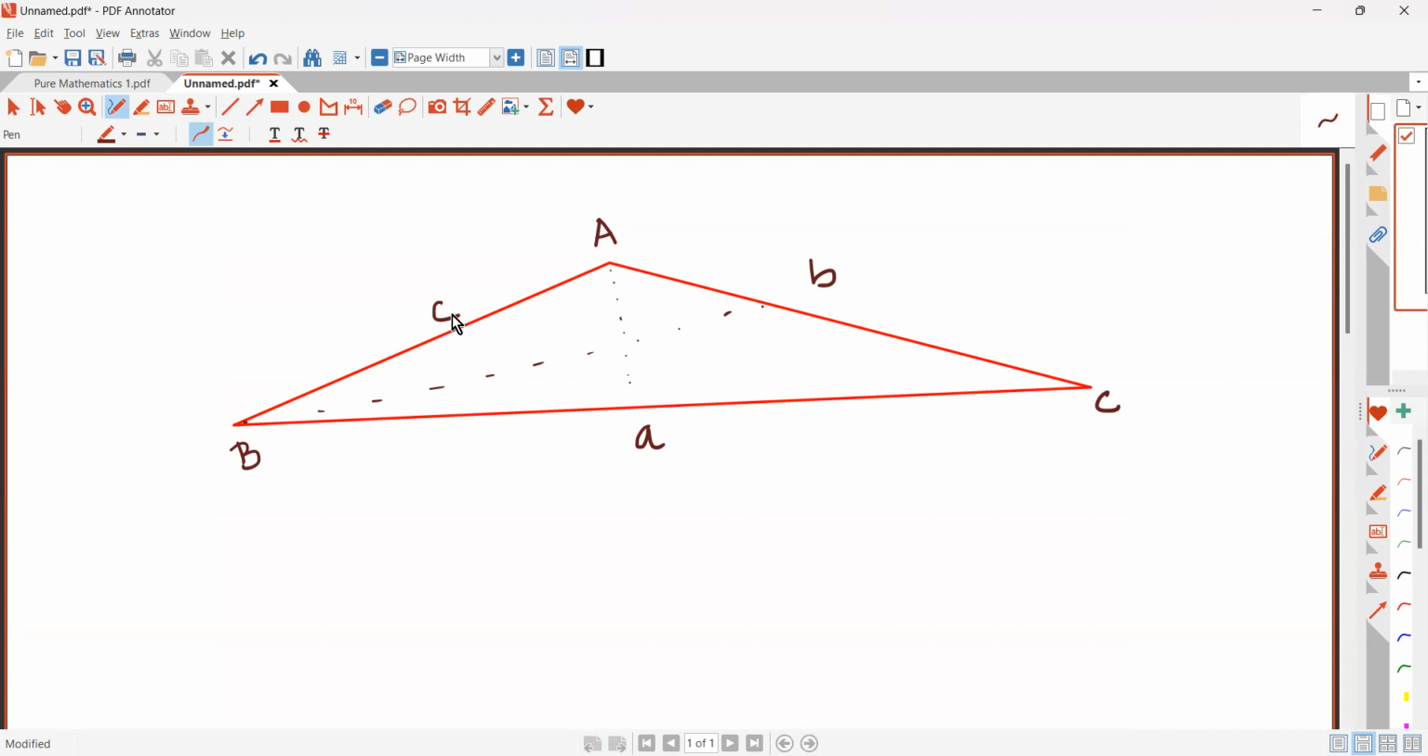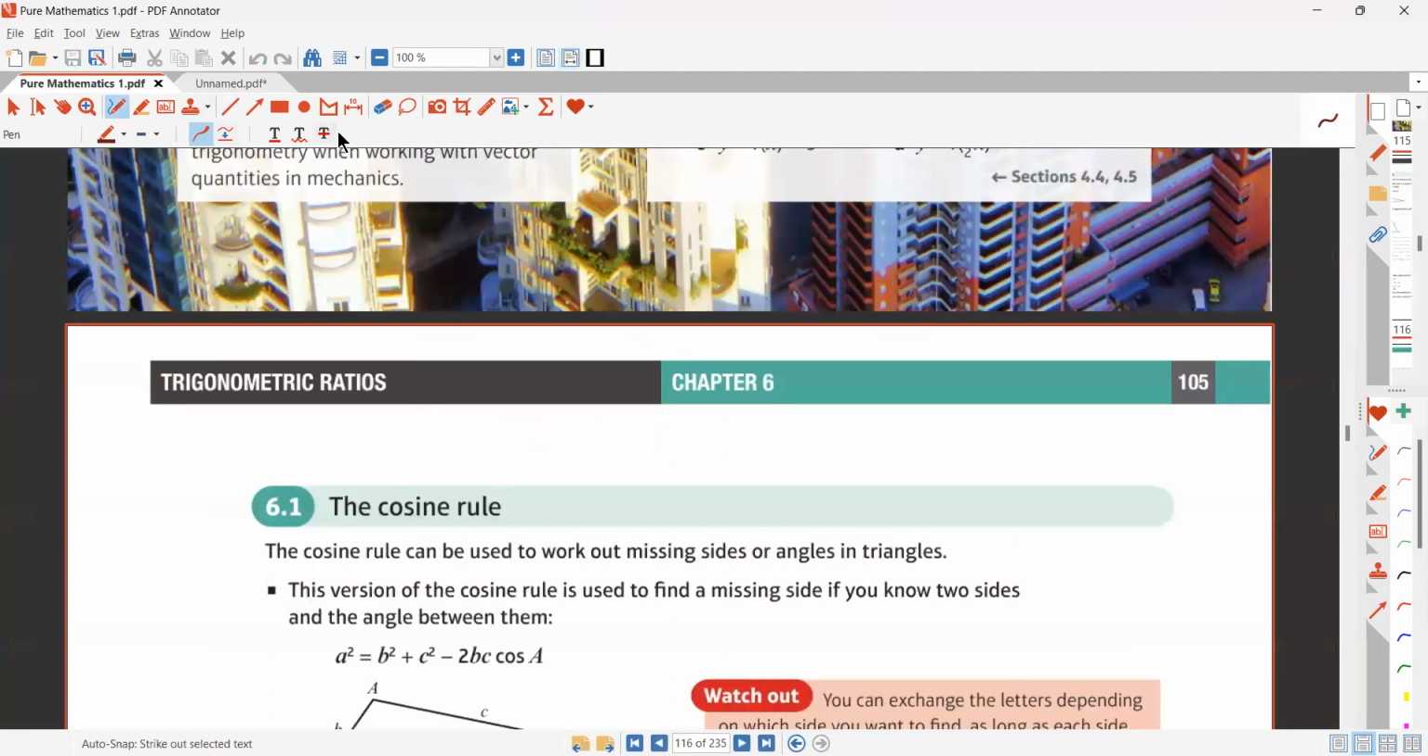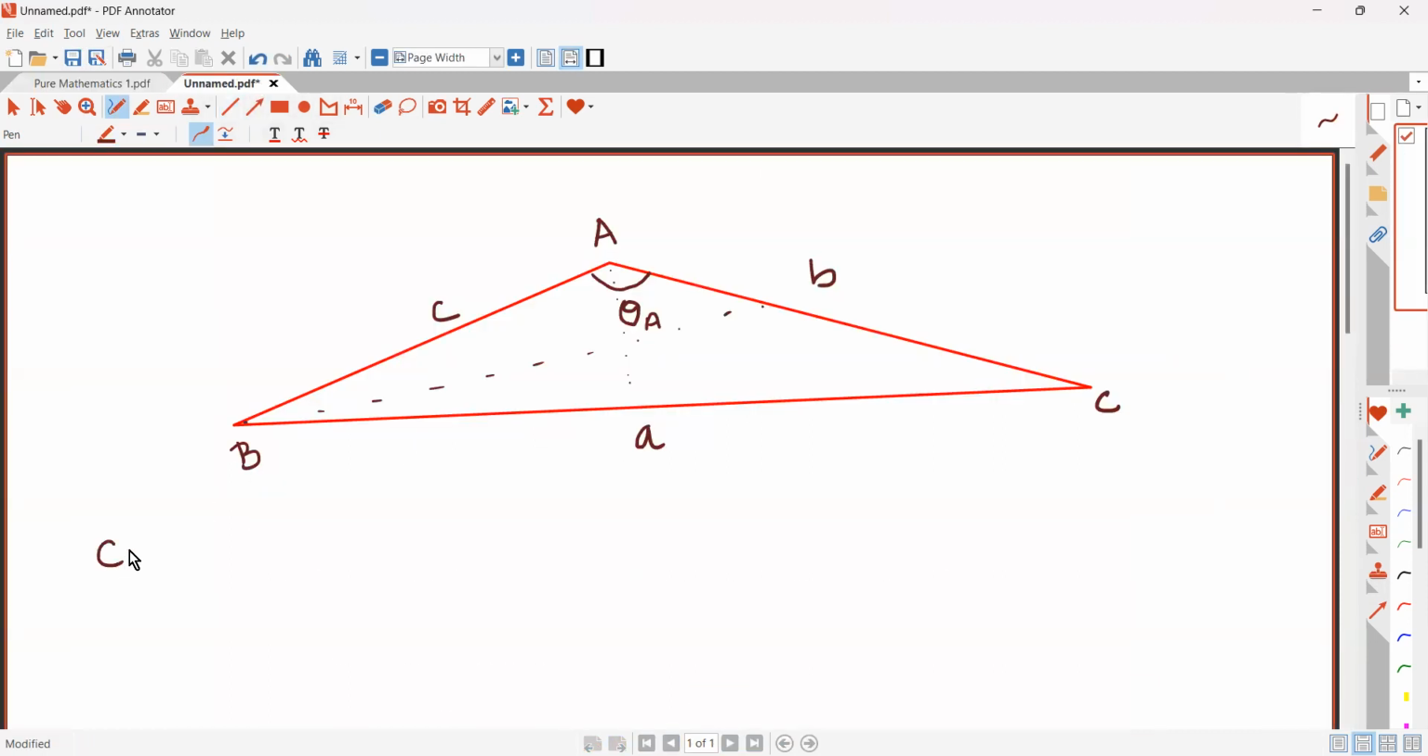Now, for cosine rule, there are two rules that we know. Okay? How? Let me show you. Let's say they told us to find angle A. This is theta A. Let me write it as theta A. You guys know what theta A means, right? So, how do you make a formula out of it? Cosine rule formula.